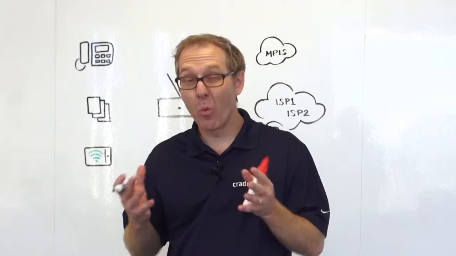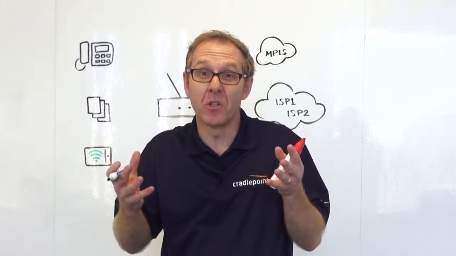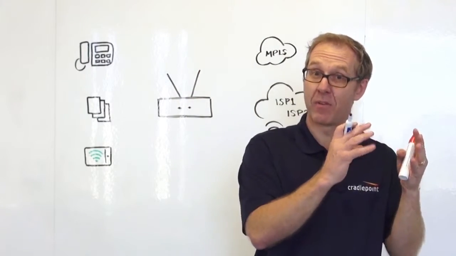WAN Affinity. Now, WAN Affinity is rather straightforward. What we're simply doing is we're taking different types of traffic and marrying it with different types of links. Now, the best way to explain it is probably through a few examples.